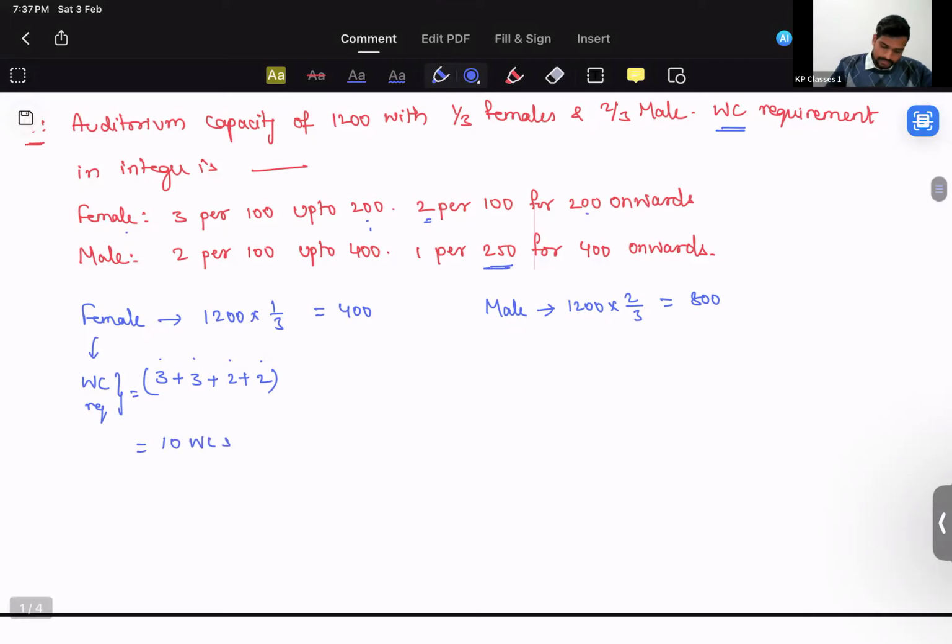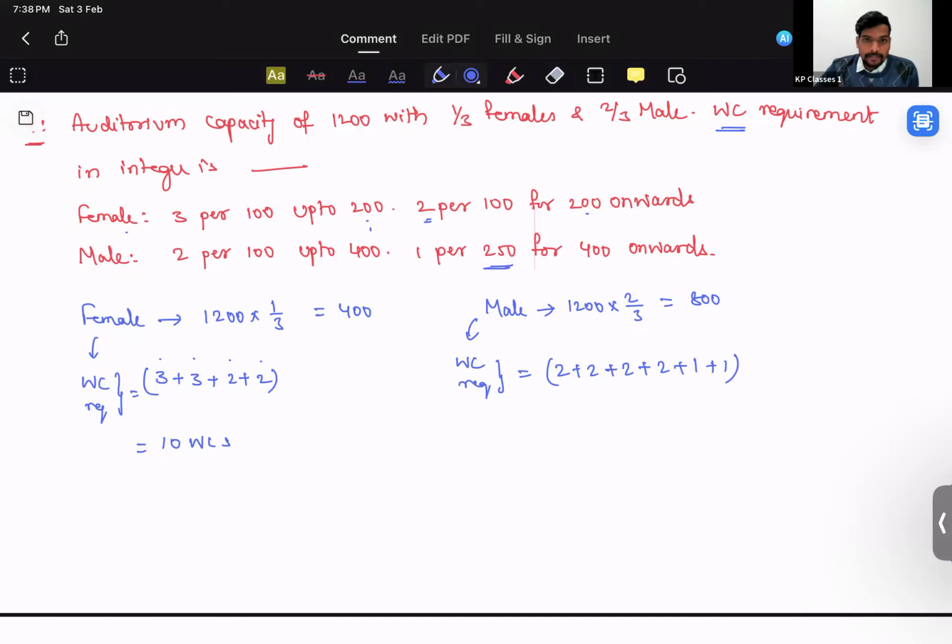Similarly, for the male part of the population, the WC required is 2 for every 100 up to 400. So it's going to be 2 plus 2 plus 2 plus 2 for the first 400 people. And after 400, it's going to be 1 for every 250. So I'll add one more for the next 250. So we are reaching a population of 400 plus 250, that is 650.